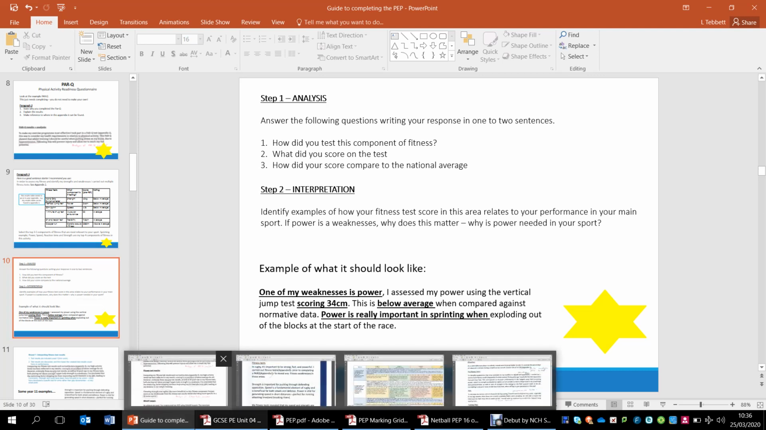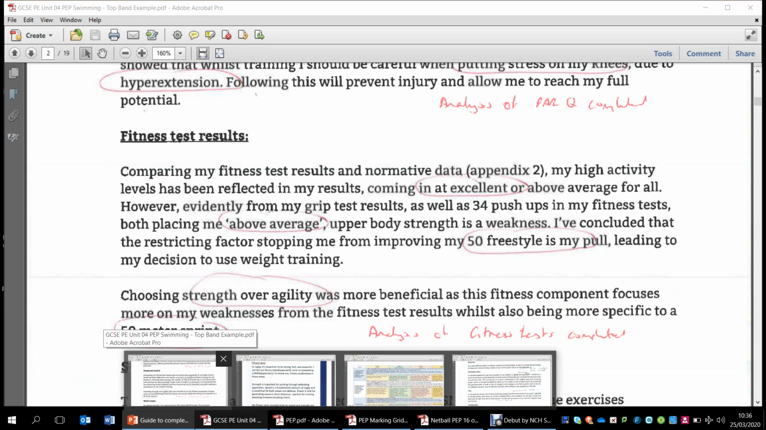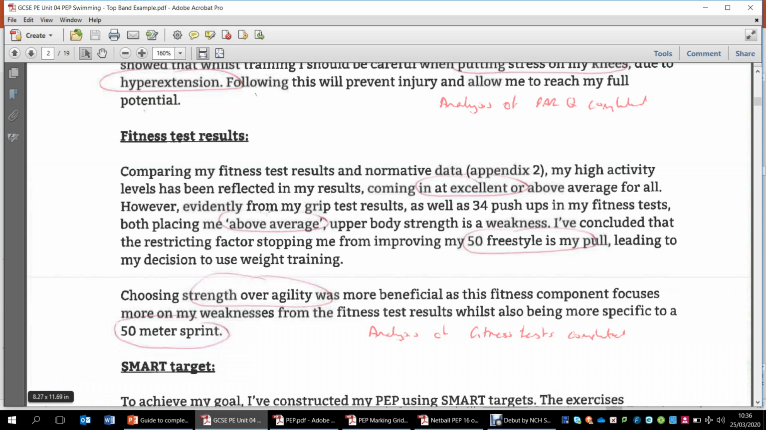So I'm just going to show you a couple of examples. There's various different ways that you can write this. This is a swim example that the exam board Edexcel published, and very useful in terms of knowing what to put. This example for swimming was a real top band example, so it's a good quality piece of work from a student. Here you can see it says comparing my fitness test results to normative data.